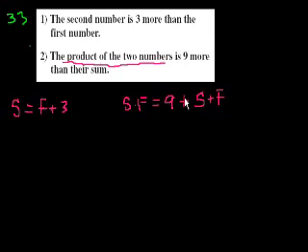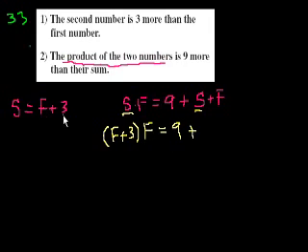So let's see, we have two equations and two unknowns. This is nonlinear because I'm multiplying these two variables, but I think we should be able to solve them one way or the other. So let's see, we have what S is equal to. So let's just substitute that back into this equation. So let's say that S is equal to F plus 3. So if we substitute for these S's, we get F plus 3 times F is equal to 9 plus F plus 3, right, instead of an S. F plus 3, and then plus F.